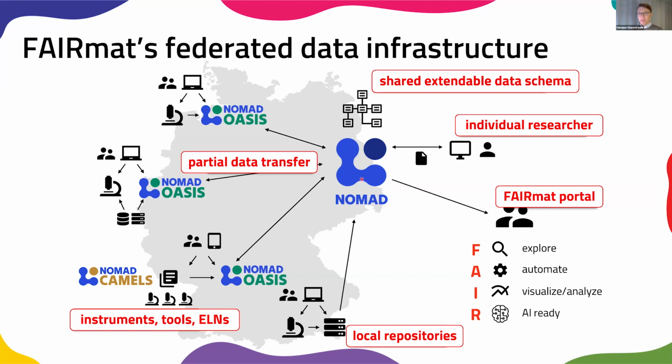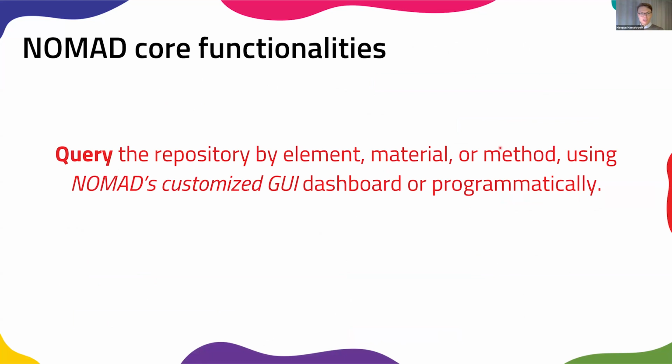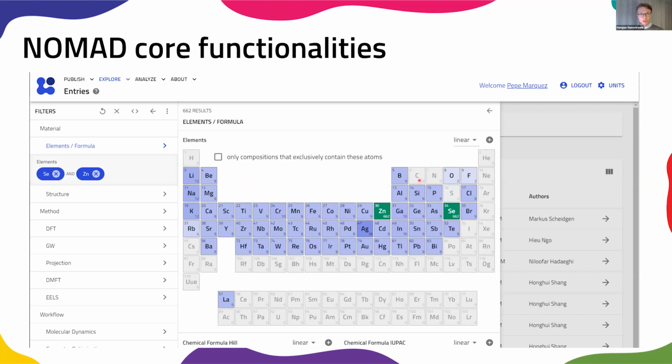So what can you do in NOMAD? So the core functionalities of the central NOMAD is that you can query your repository. So you can go to this repository and you can query it by elements, materials, methods, and you can find different materials that have been calculated or even now also created experimentally. So when you go to the main NOMAD Explore view, you get greeted by a bunch of different filters.